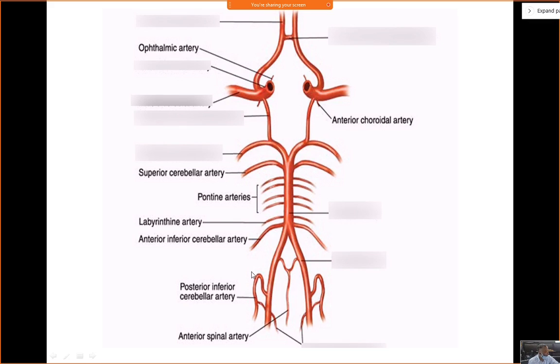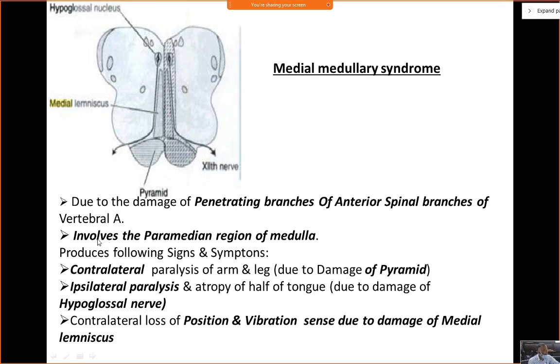But if only the posterior inferior cerebellar artery is involved, then we can see only lateral medullary syndrome, whatever we have just now discussed. Or if the vertebral artery is thrombosed in this region, then what will happen? We can see only medial medullary syndrome. It involves the paramedian region. This is the midline, so this is the paramedian region. This paramedian region will be involved. So what are the structures in the paramedian region?